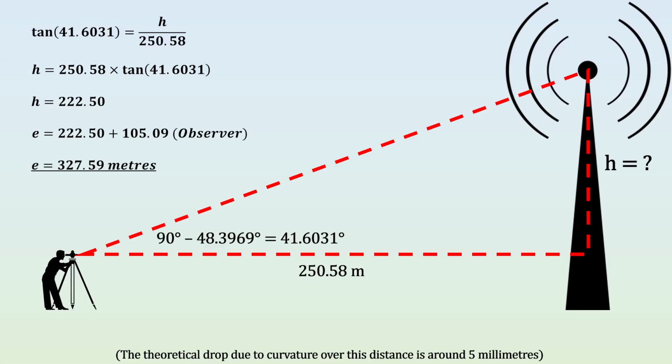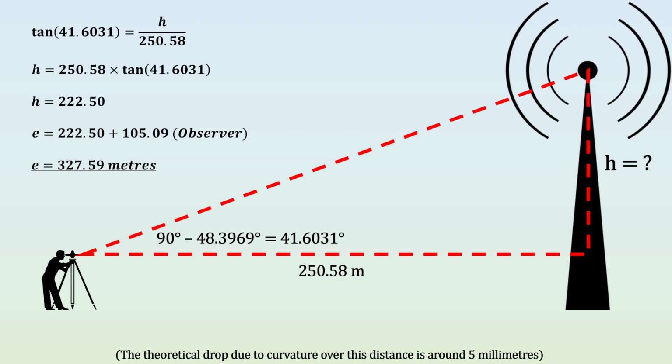All right, so because we're only a few hundred meters away, then there's hardly any drop from Earth curvature. Well, at least theoretically, hardly any drop. So we're going to model this with a simple right-angled triangle and then use trigonometry to work out how much higher it is than our observer elevation. And if we plug in all the numbers, we get an elevation for the tower of 327.59 meters.